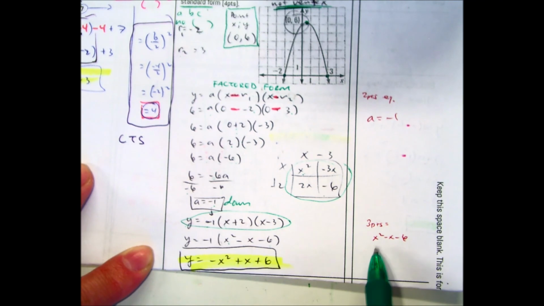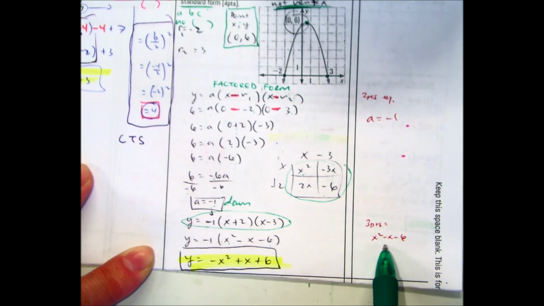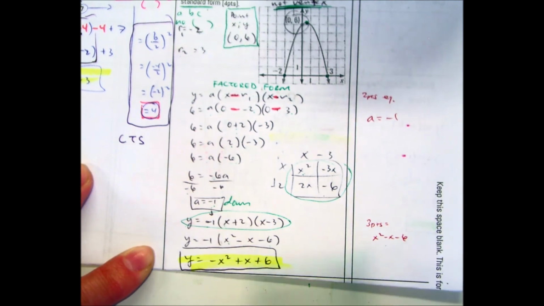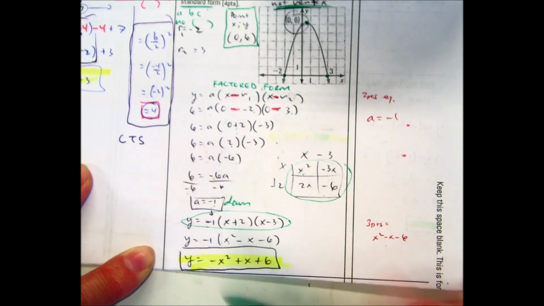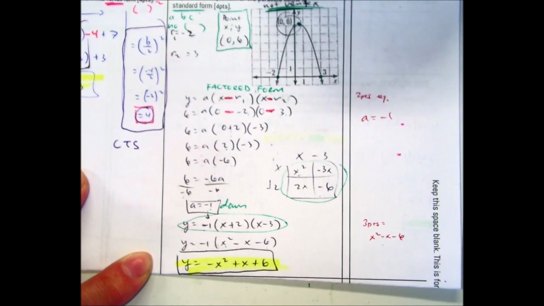I gave you partial credit. I gave you 3 out of 4 points if you wrote x squared minus x minus 6, which means you did not solve for the a value. I also gave you 2 points if you solved a equals negative 1, but you didn't get the rest. Remember, if I went too fast for you, you can just watch this video later when I post it, 6th period.